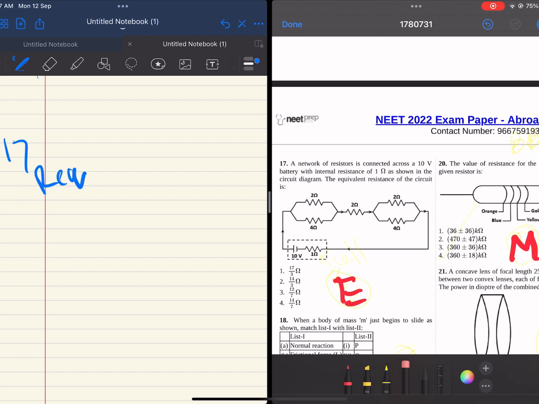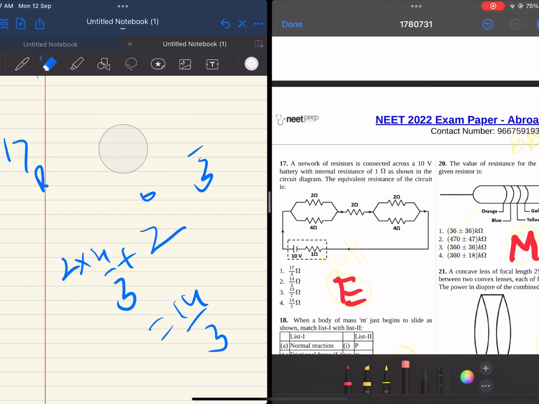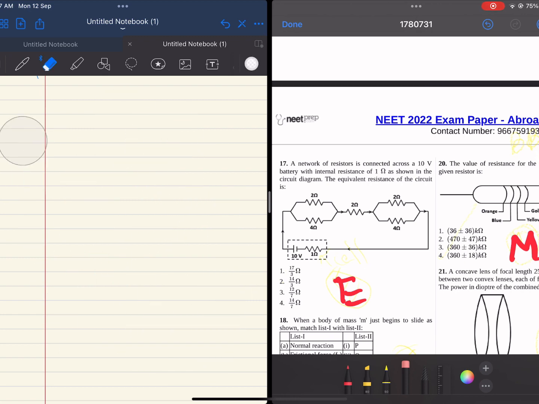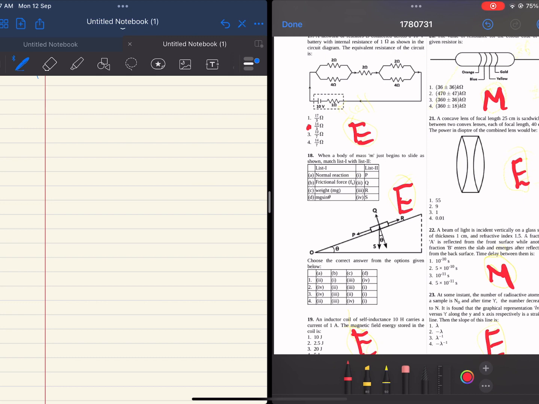Now for the equivalent resistance, we have to take 2 ohm and 4 ohm in parallel, in series with 2 ohm, and in series with another 2 ohm and 4 ohm which is in parallel. For the 2 ohm and 4 ohm in parallel, we can directly use the formula for R equivalent, R1 R2 by R1 plus R2, which is 8 by 6, which comes out to be 4 by 3. So we have 2 times 4 by 3. Since in series we just need to add the resistance, plus 2, 8 by 3 plus 6 by 3, which is 14 by 3. So we get the answer as option number 2 for the 17th question.